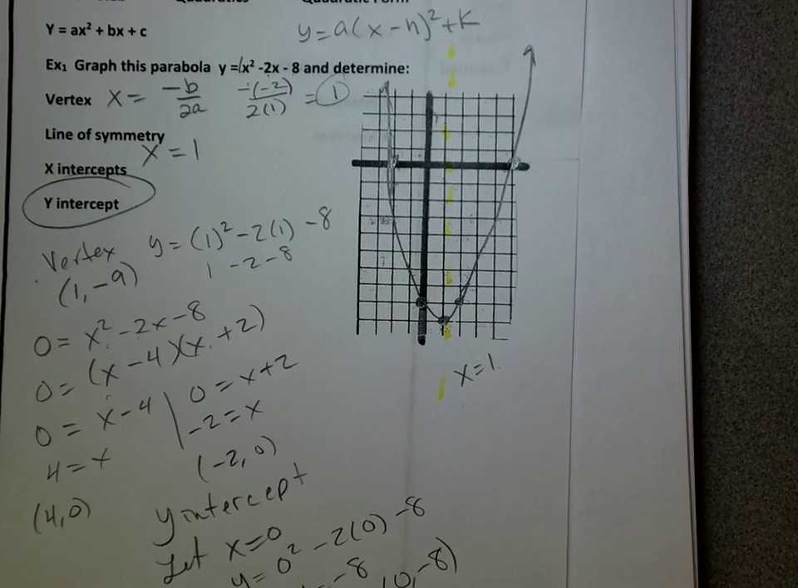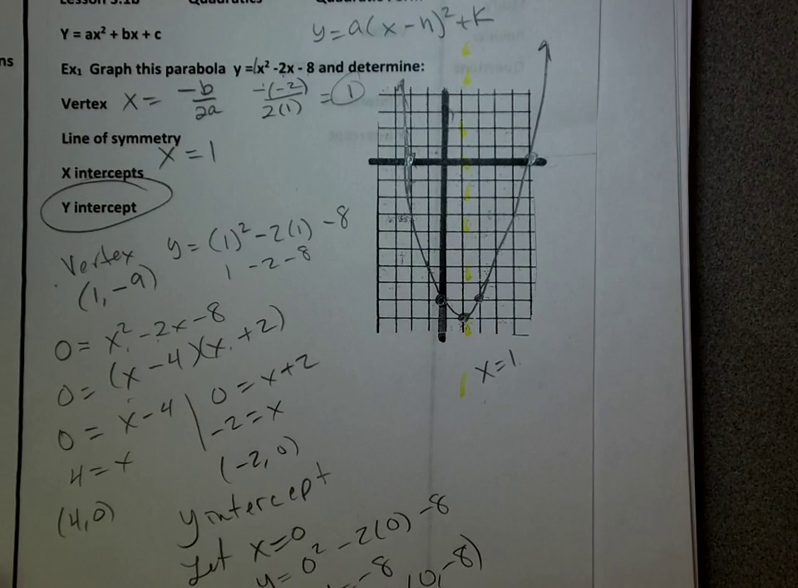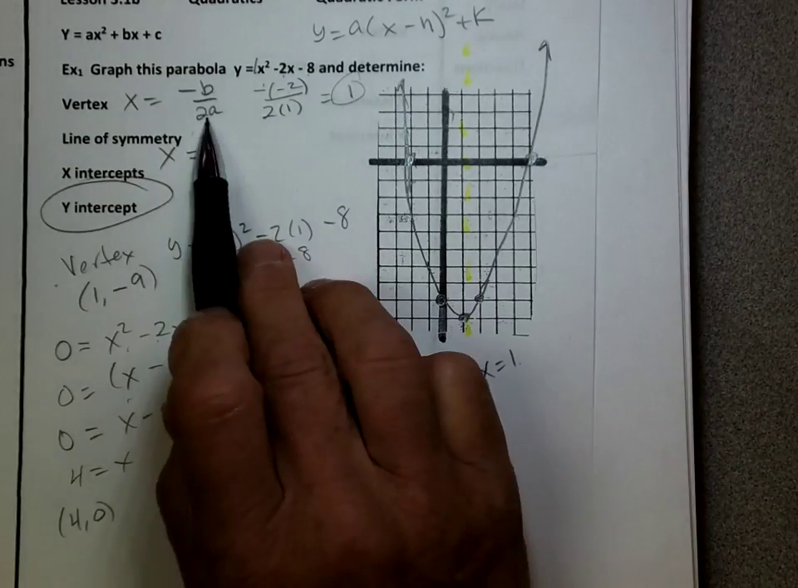Pretty easy. Yes, you can probably get this on your calculator. However, we're going to do story problems here in a couple of days, and you're going to need to know how to do the negative b over 2a. Okay, let's turn the page.